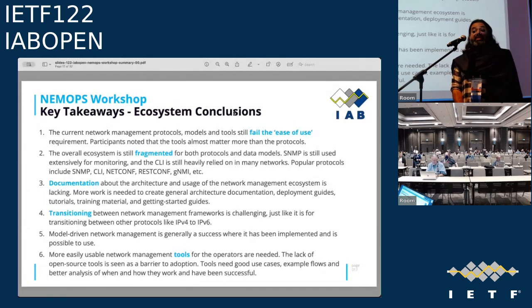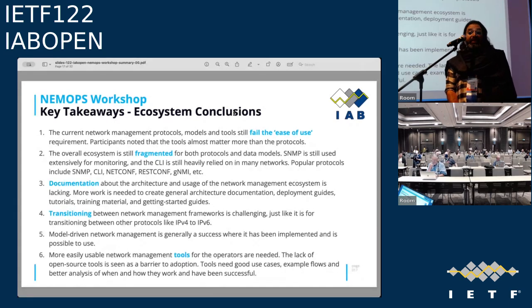We kind of failed on ease of use as a requirement. Our ecosystem is extremely fragmented. The documentation is kind of missing, and it's becoming a bottleneck for people to actually deploy the stuff that we are working on. Transitioning is hard. Model-driven management has been successful where people have used it. People who have deployed NETCONF and are using Yang are happy, so they also worry about not breaking the system.